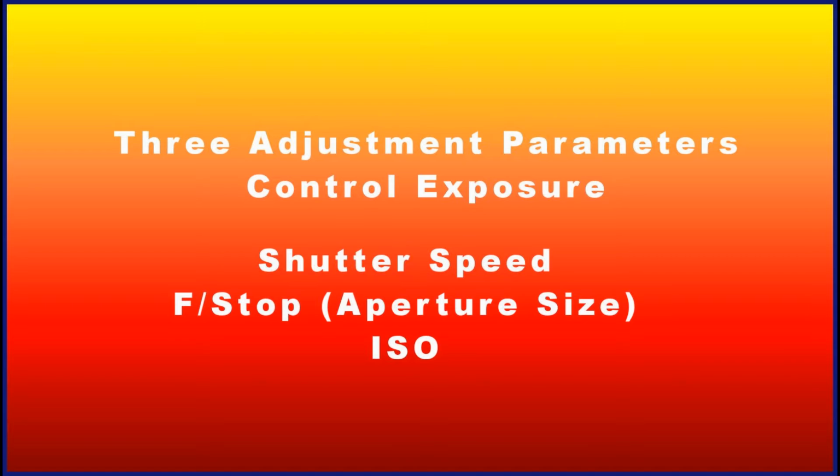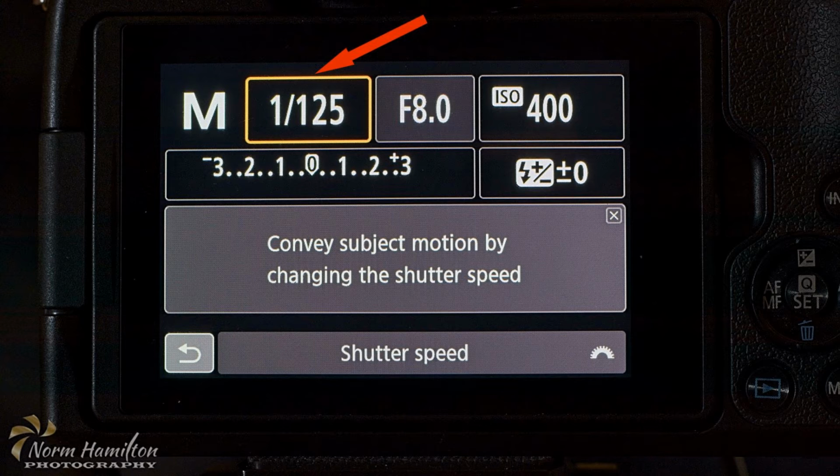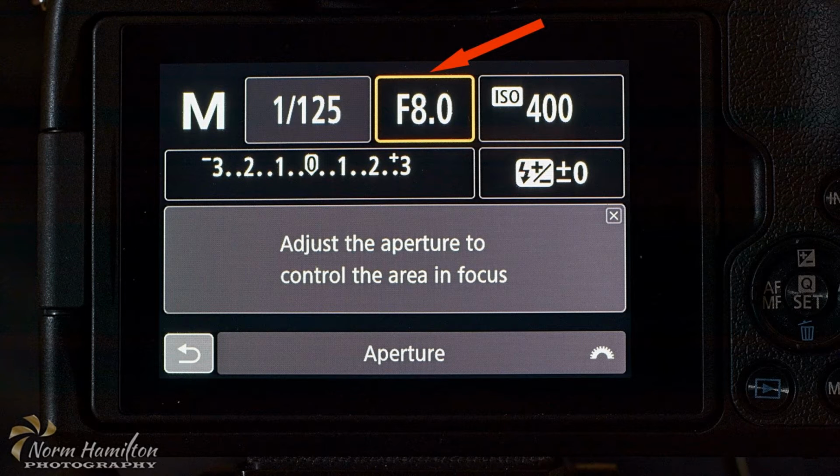There's 3 adjustment parameters that control the exposure: shutter speed, f-stop, that's the aperture size in the lens, and ISO. Shutter speed, well, the slower shutter speeds allow more exposure, and of course faster shutter speeds would give you less exposure. The f-stop, again, that's the size of the aperture in the lens. The smaller the aperture, the less exposure. The larger the aperture, the more exposure.